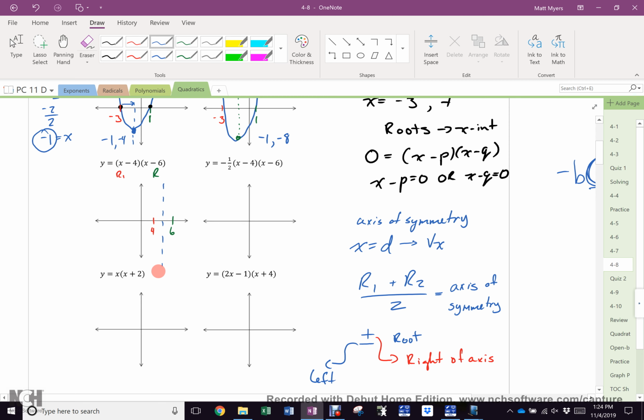What is the axis of symmetry? 5. Is this a happy parabola? So when I move 1 on the x-axis, how far do I move on the y? 1. Up or down? Down, because I want my parabola opening up. So how far is it from 4 to 5? So how far down do I go? 1. So what is that point right there? 5, -1. And can I graph it now with confidence? Yes.